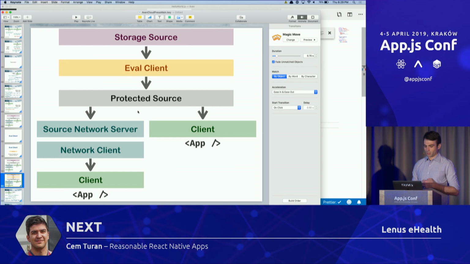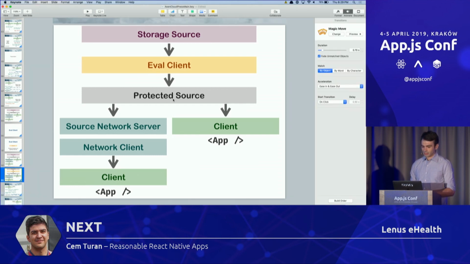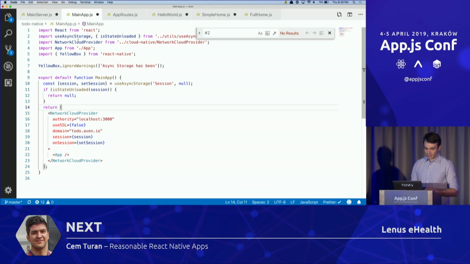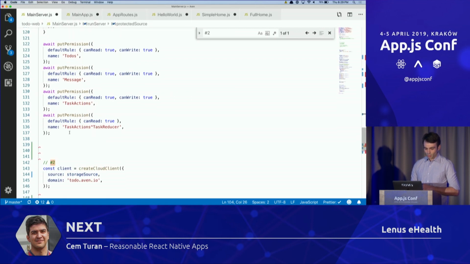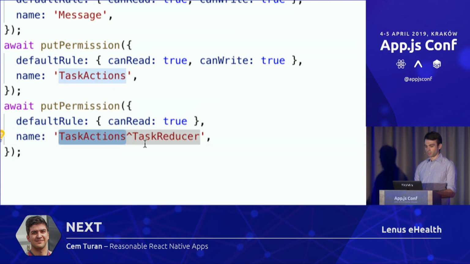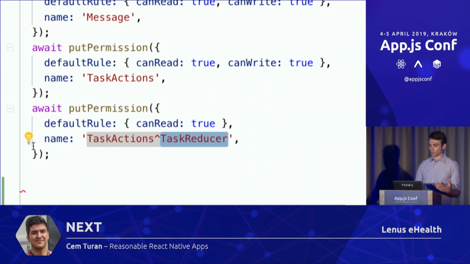So the eval client, by the way, is going to fit in like this, between our storage source and our protected source. So it's going to have access to the full data, but we also need to make sure that we're letting in access to the eval client as we want to. So in this case, I'll just show you. We're doing put permission on task actions by task reducer. So this is how we're letting the permissions through in this case.